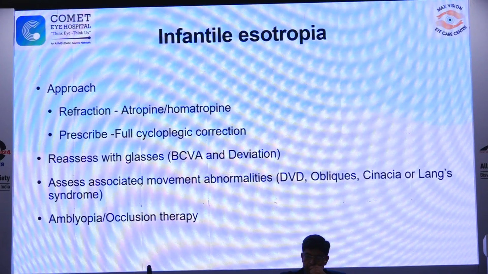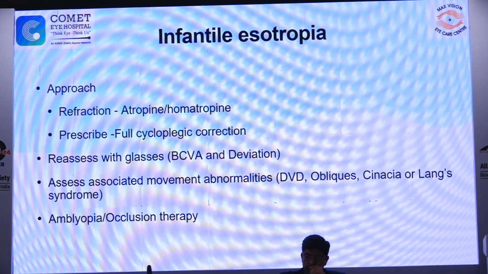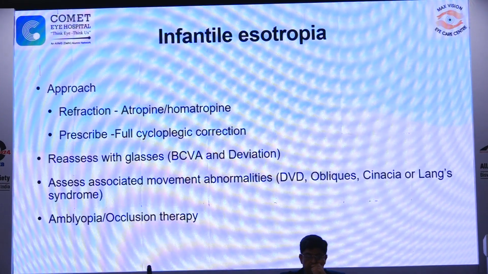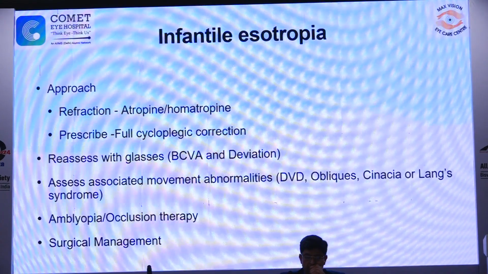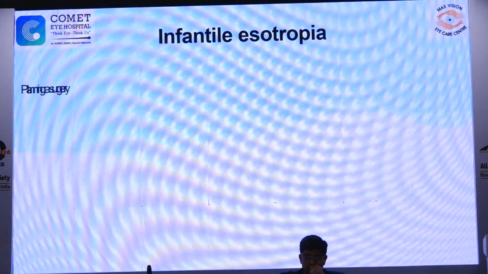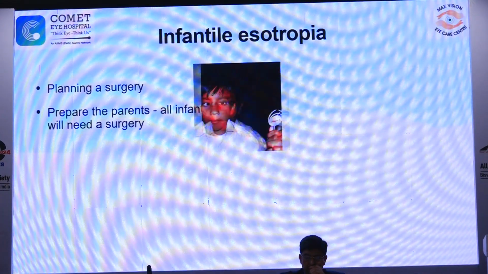And then occlusion or amblyopia therapy has to be instituted, because some of the esotropes can develop amblyopia, although it is rare to have amblyopia with infantile esotropia because most of them are cross fixators. And the management here is surgical. So that is the approach we have discussed. Now, how do we plan for a surgery?